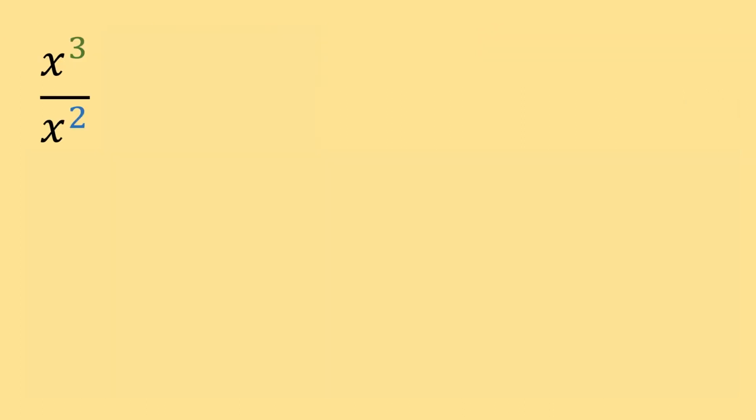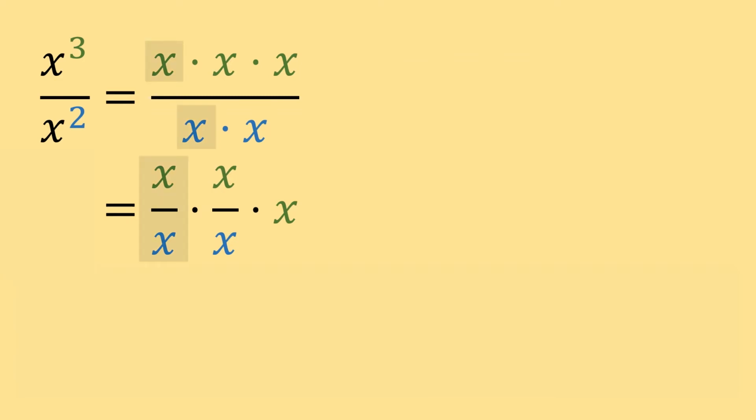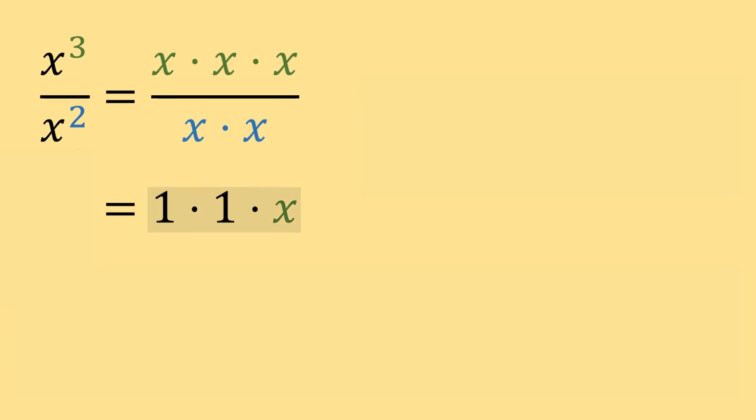Now let's find where this rule comes from. Let's look at this example, x raised to the third power divided by x raised to the second power. Looking at the numerator, x to the third power, we could rewrite that as x times itself 3 times. In the denominator, we have x to the second power, which we can rewrite as x times itself twice. And what we can do is pair one x on the top with one x on the bottom, and we end up getting x over x times x over x times x. Now, x over x is equal to 1, and so we can replace both of these with 1. In other words, we have 1 times x, and anything times 1 is equal to itself, so we're left with just x.